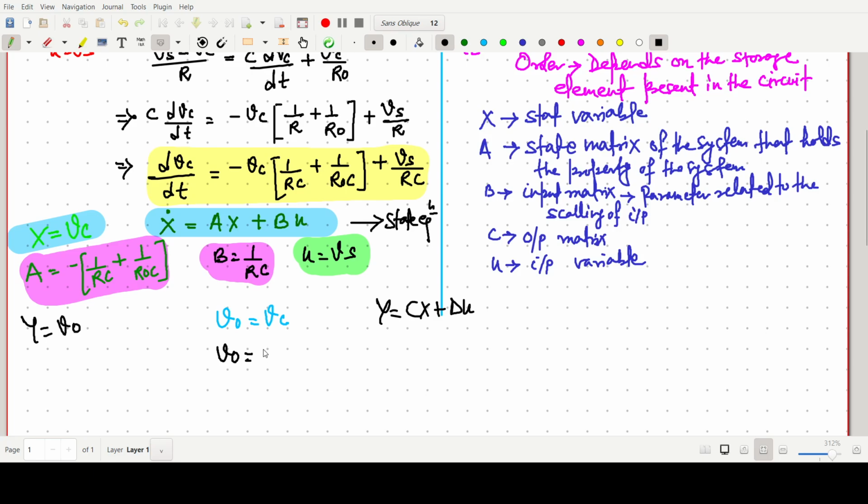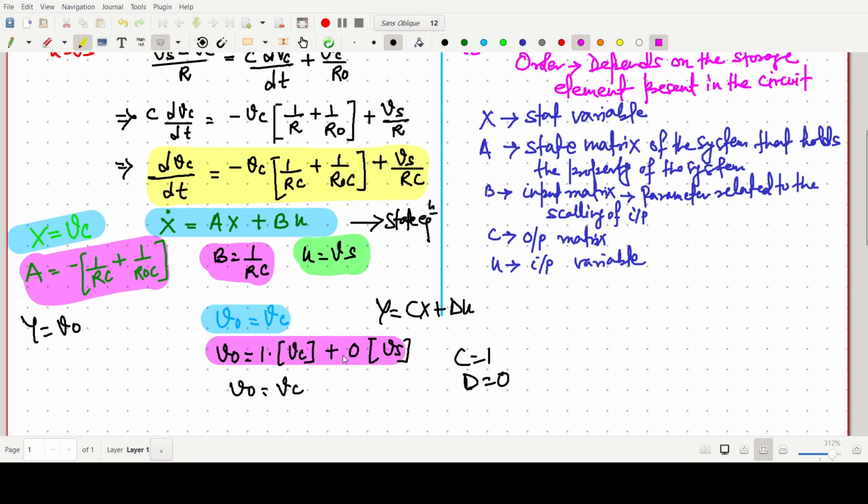So the C value is 1, and this should be x. Plus D will be 0, and u is our input variable. U is our Vs. So this one is nothing but simply V naught equals Vc. So here the C value is 1, and the D value is 0. So this one is V naught equals Vc, and this one is the output expression.